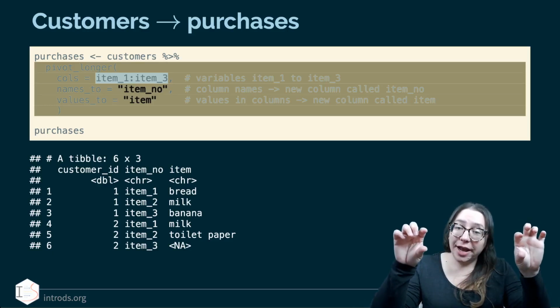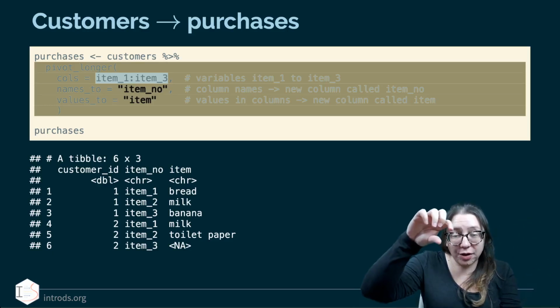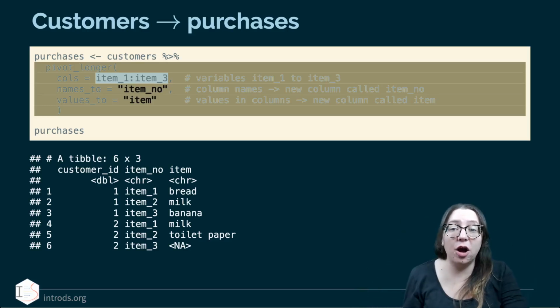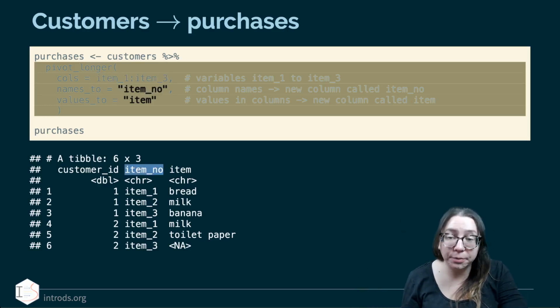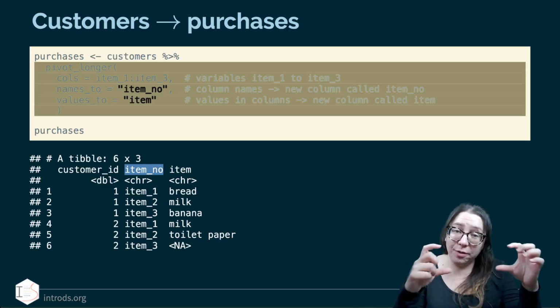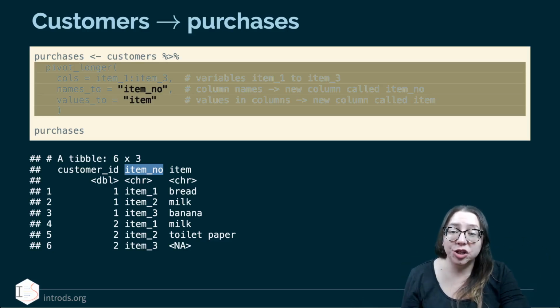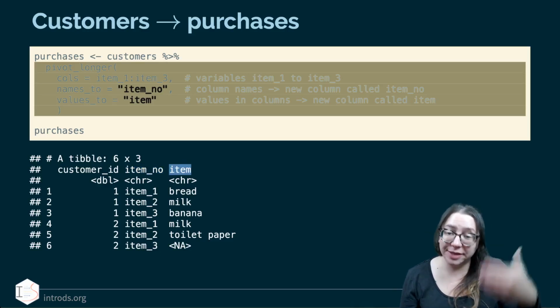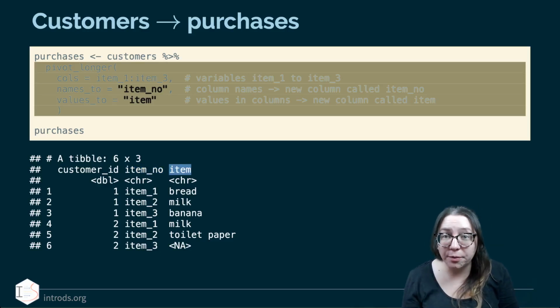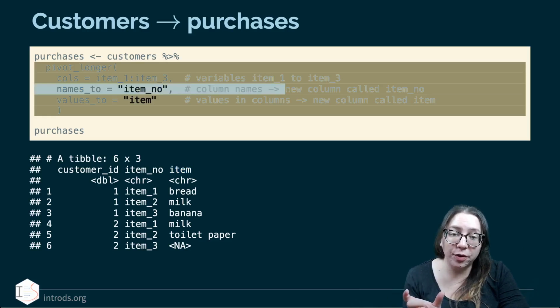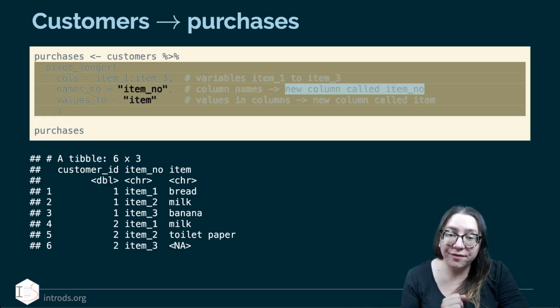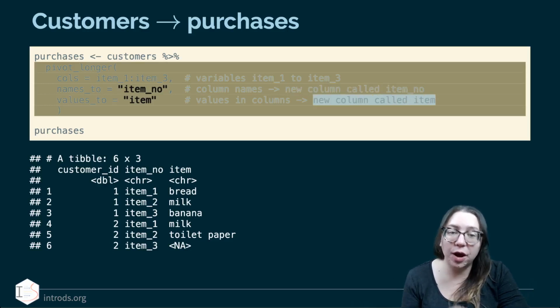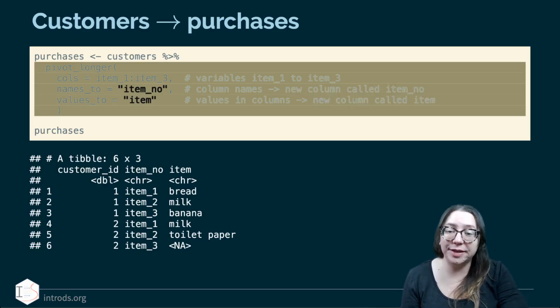The names item 1, item 2, and item 3 should now go into a new column, and I'm going to call that column item no. So that's the item number. And the values, so the information that was in the cells, should go into a new column called item, and that's basically where whatever the customers had purchased is going to go. So the column names from the original data frame go into a new column called item no, and the values in these columns go into a new column called item. And I end up with a data frame with 6 rows and 3 columns.